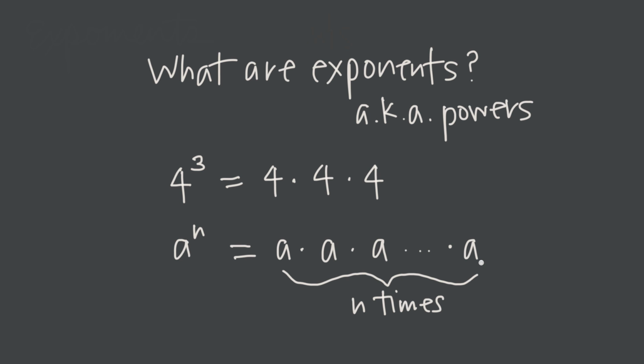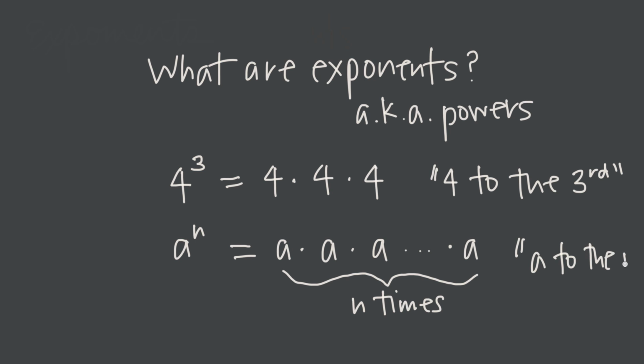Now keep in mind that there are a bunch of different ways to read an exponent. So for example, if we go back to this first problem, 4 to the 3, we could read this as 4 to the 3, 4 to the third power, 4 to the third. So all of those ways of reading this exponential expression are correct, but usually the simplest way to read this is 4 to the third, or this expression here as a to the n.